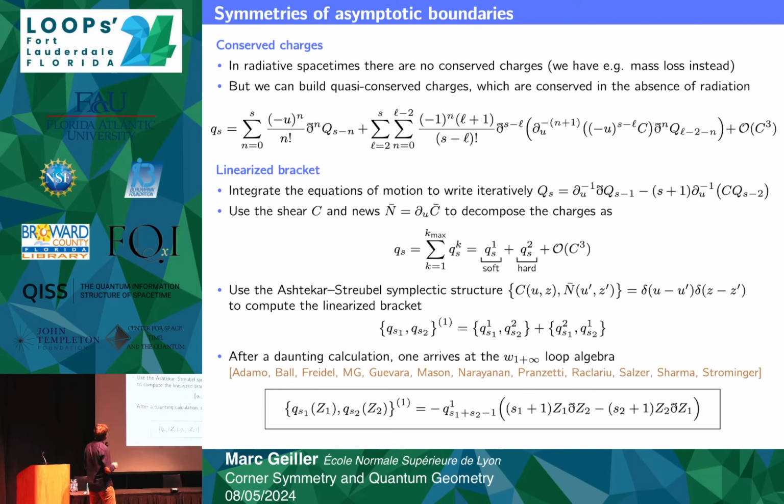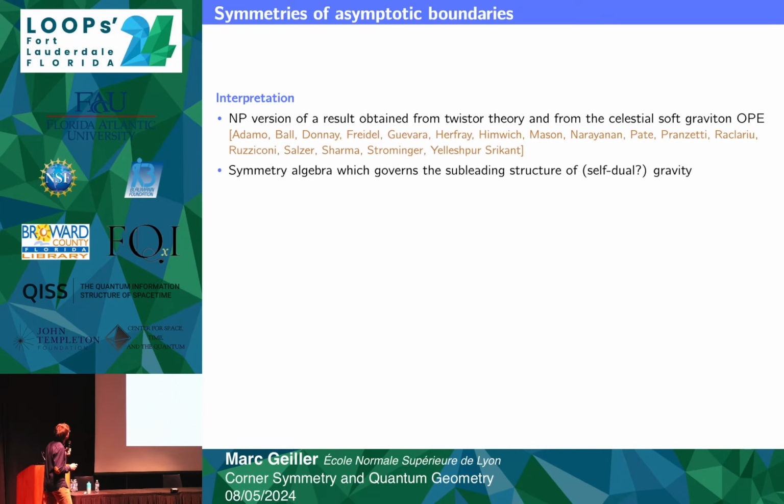If you do this, after a very surprising calculation, you find that this has an algebraic structure, and this algebraic structure is that of what is called the W1+infinity loop algebra. And this is the form of this loop algebra. So it gives you an algebra for any higher spin charge of spin S1 with a higher spin charge of spin S2. And so this algebra is actually the algebra which controls this subleading structure of asymptotically flat spacetimes.